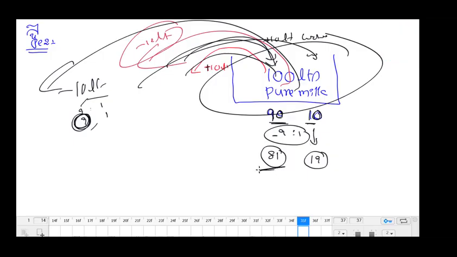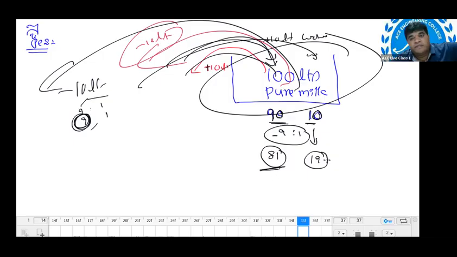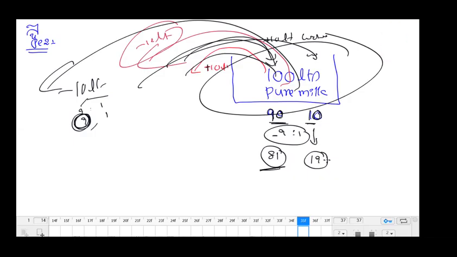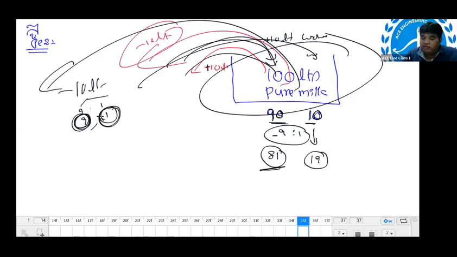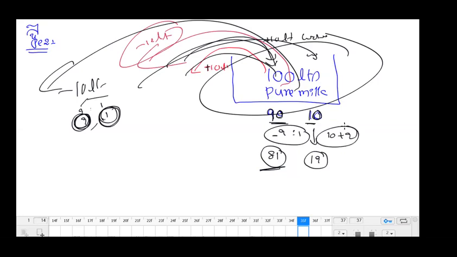100. So if this is 81, obviously 19 only. Are you getting my point now? In removing 10 liters, we have only 1 liter of water. 1 liter of water outside, you have added 10 liters. 10 plus 9 is 19. That is one method.